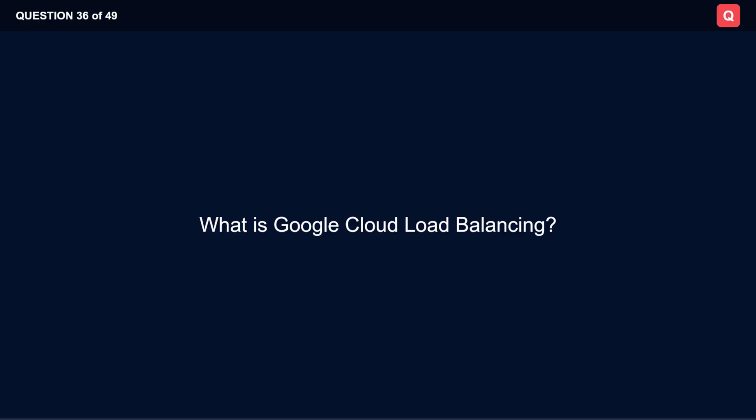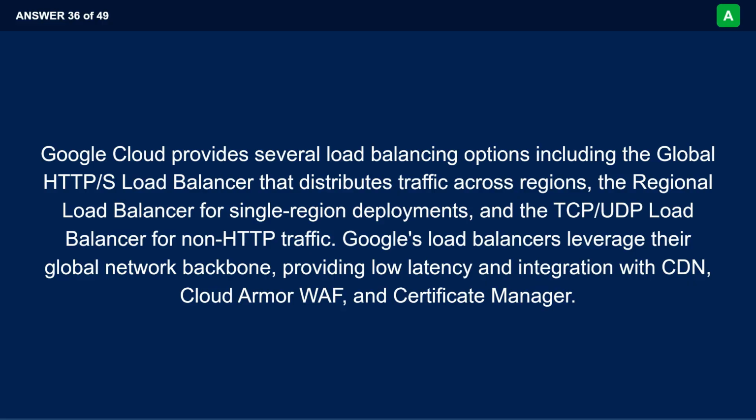What is Google Cloud Load Balancing? Google Cloud provides several load balancing options, including the global HTTP/S load balancer that distributes traffic across regions, the regional load balancer for single region deployments, and the TCP/UDP load balancer for non-HTTP traffic. Google's load balancers leverage their global network backbone, providing low latency and integration with CDN, Cloud Armor WAF, and certificates.